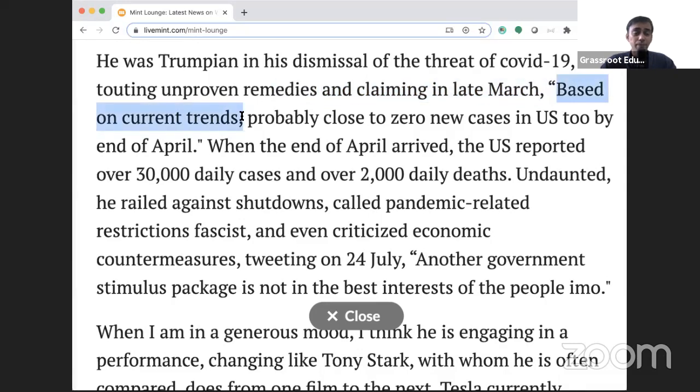Based on current trends, repeat, copy the tone, probably close to zero new cases in US too by end of April. One more last sentence. When the end of April arrived, the US reported over 30,000 daily cases and over 2,000 daily deaths. Okay.